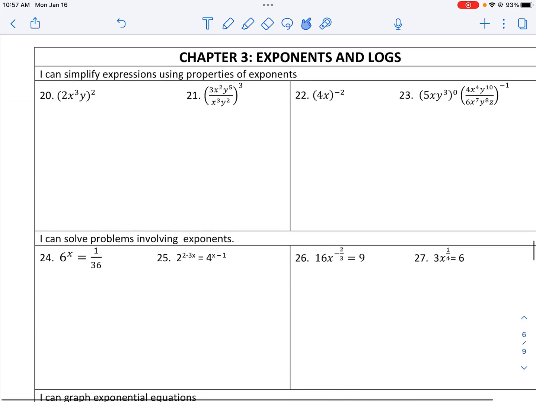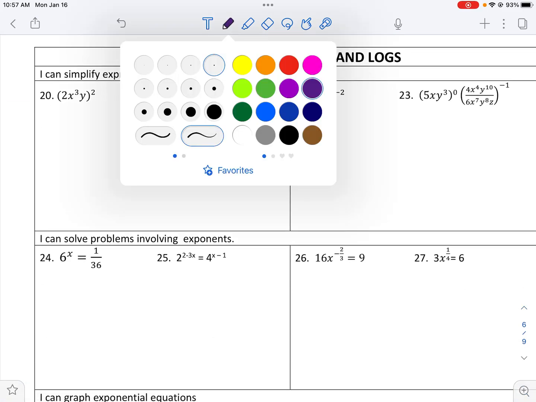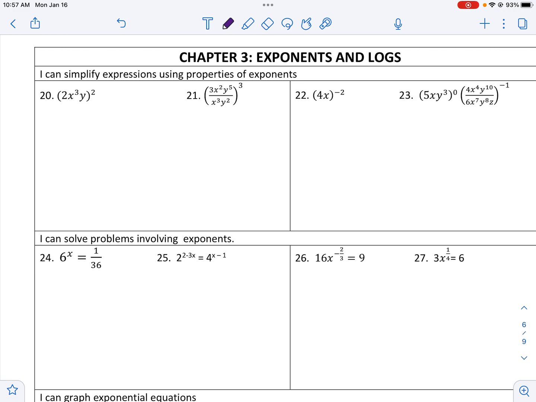All right, chapter 3 was exponents and logs. So let's see, this first one, I'm going to distribute it. So it would be 2 squared, x to the 6th, and y squared. So we have 4x to the 6th, y squared.